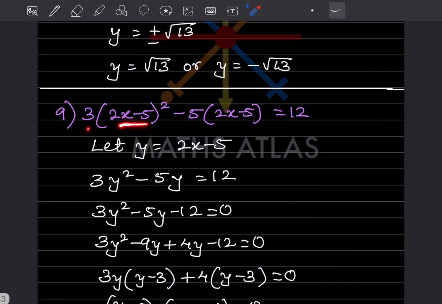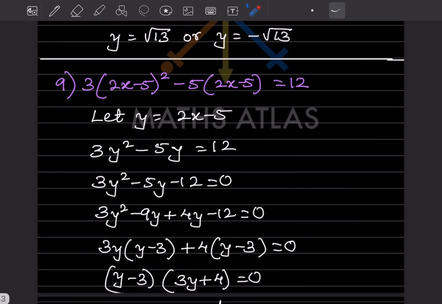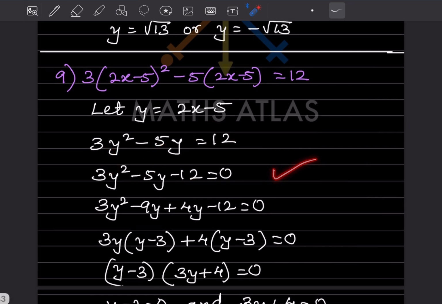So 3 into this one minus is equal to 0. What you can do is expand it and get the answer, but now you can see both the brackets are the same. So what are you going to do here? We'll say let y is equal to 2x minus 5. So what will you get here? 3y square, here will be minus 5, and for this one we have considered y, so that will be 5y is equal to 12. This is the same, this is the same, take this on this side. So minus 12 is equal to 0 to make it a quadratic equation.